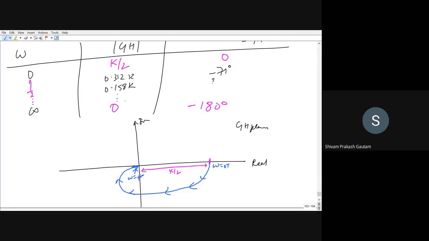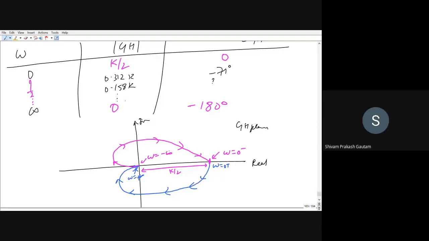Now if you want to draw for negative frequency, how will you draw it? A mirror image. It will be somewhat like this. This will be the mirror image, and this will be the direction. This point is omega equal to 0 minus, and this point is omega equal to minus infinity. Is it okay? Mirror image, and the polar plot is okay?